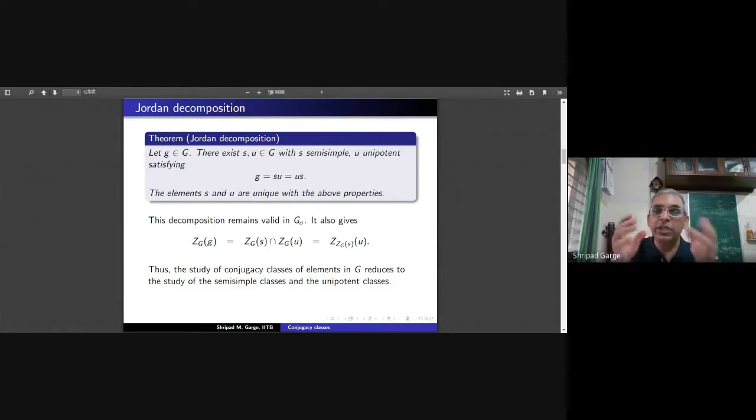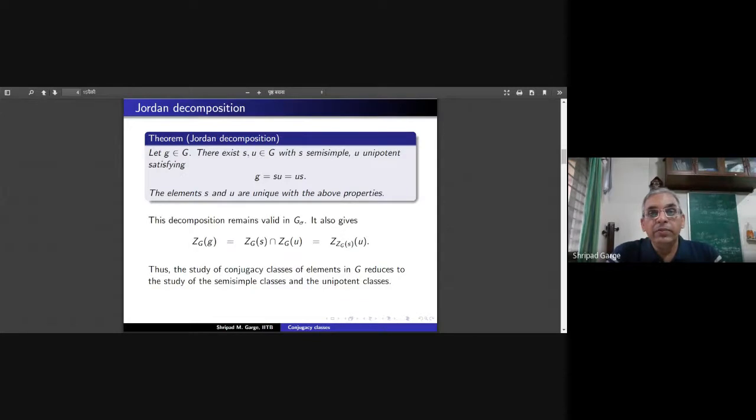So you have a Jordan decomposition which goes through all these processes. Moreover, it gives this very nice computation that when you are looking at the centralizer of your element g in capital G, then automatically, if anything commutes with s and u, it will commute with g. Therefore, the centralizer of s intersection the centralizer of u is contained in the centralizer of g.